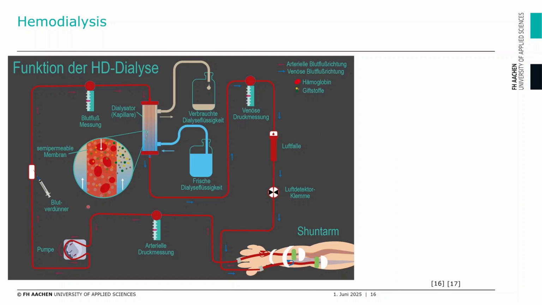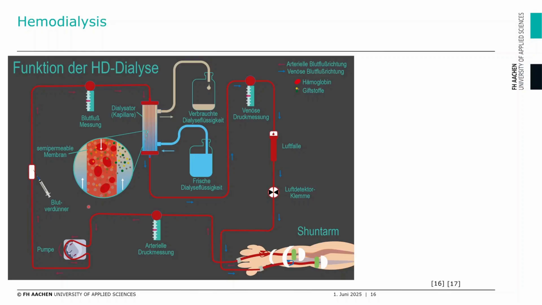Second, excess electrolytes. That can be potassium, phosphate, sometimes sodium and calcium, depending on blood levels and composition of the dialysate. Third, the excess water. Hemodialysis removes excess water through ultrafiltration, and certain toxins or medications.